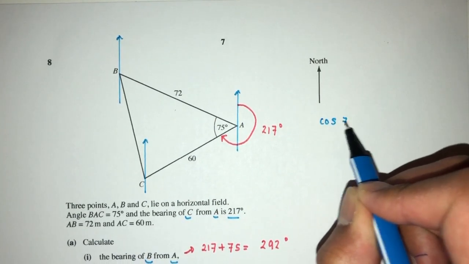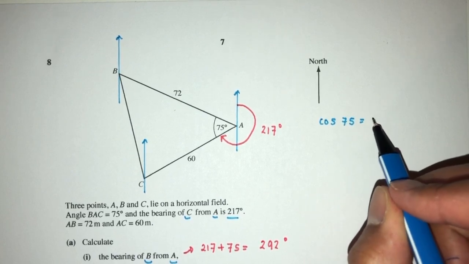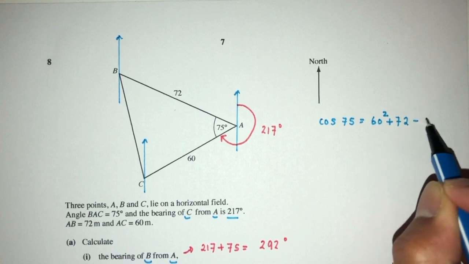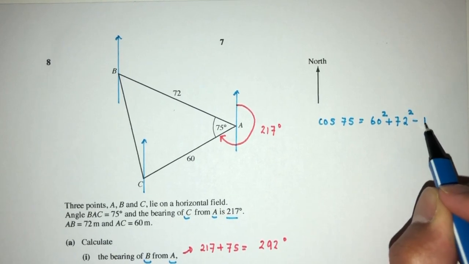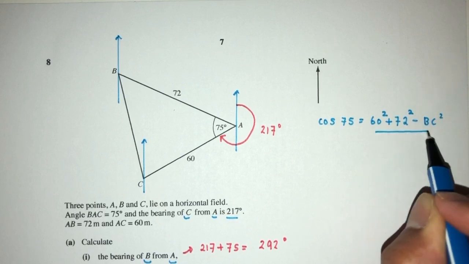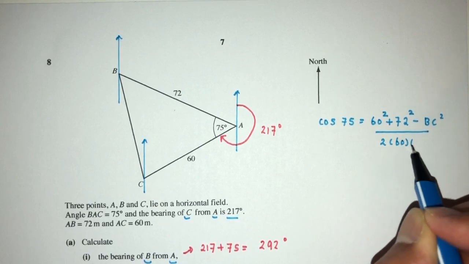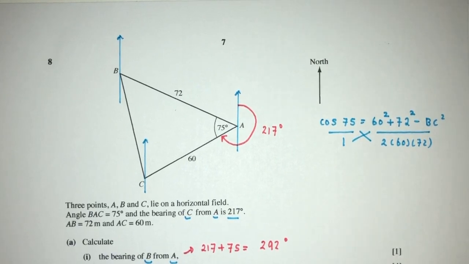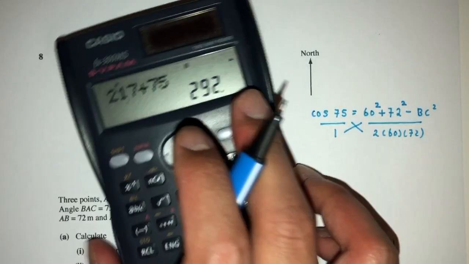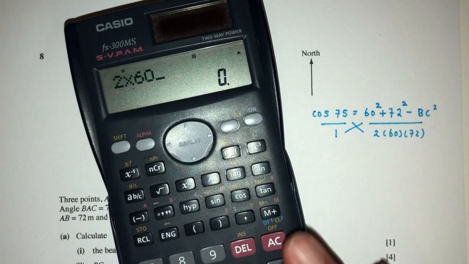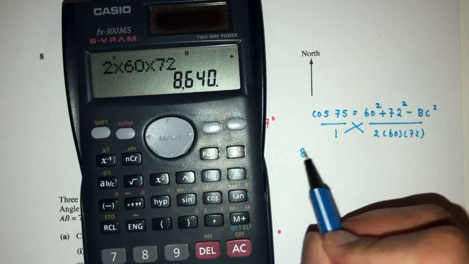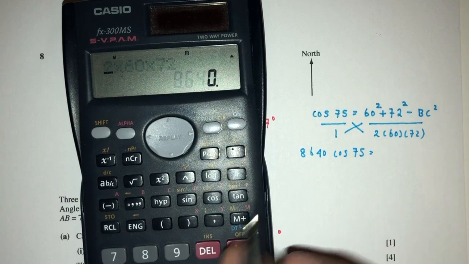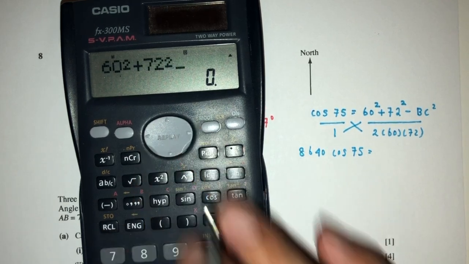The cosine of the angle has to be the sum of the squares of the two sides minus the opposite side square, BC square, over 2 times the two sides. Now this is just the formula for the cosine rule you have to know. Okay, so let's solve. 2 times 60 times 75 will be 8640. Cos of 75, that will be what? 60 square plus 72 square.